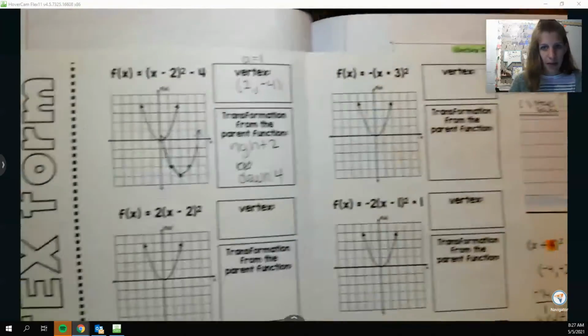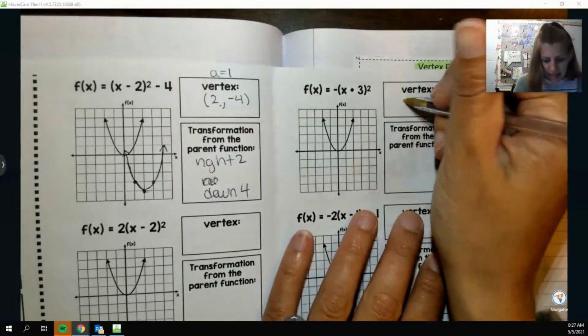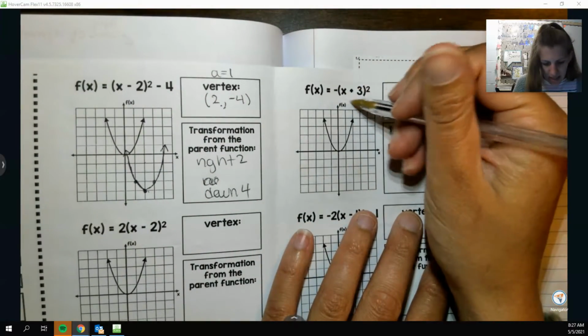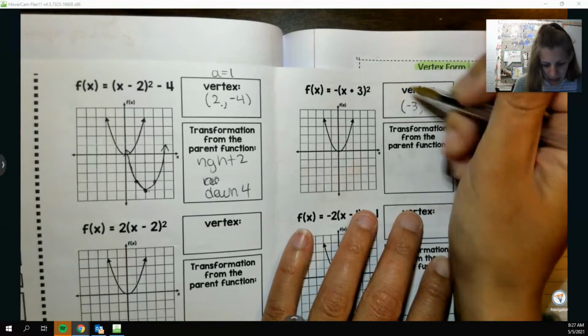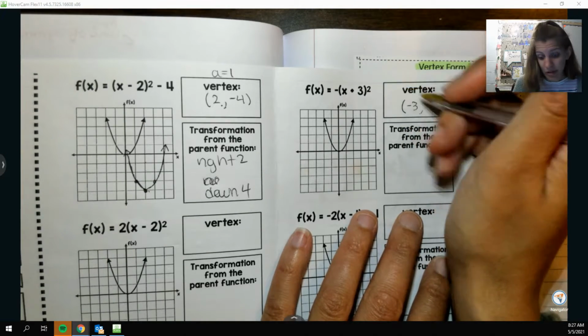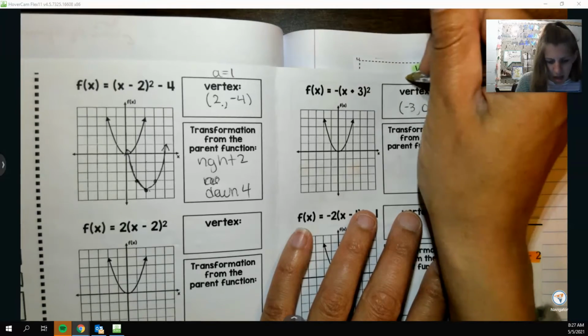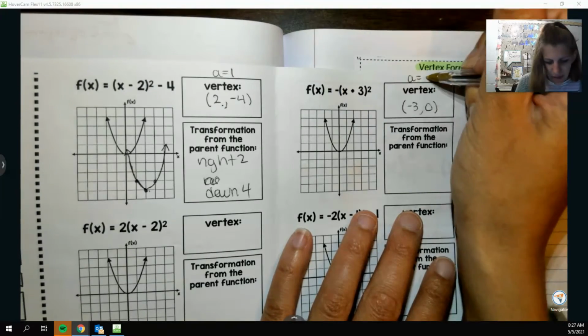All right, working our way across here, I can see that my vertex is the inside number but opposite. Outside number, there isn't one, so 0. Also, I can tell that my slope is negative 1.